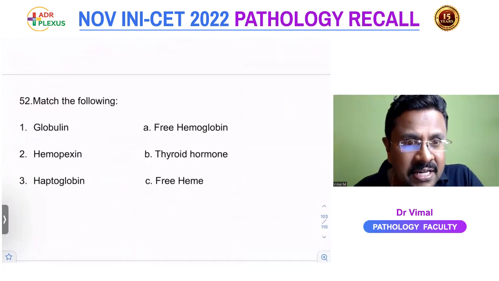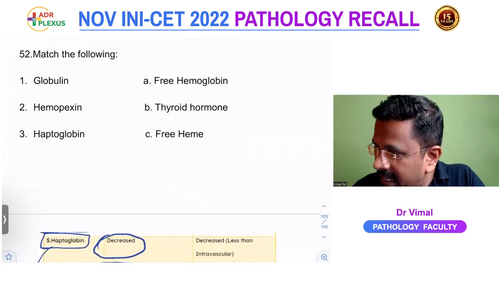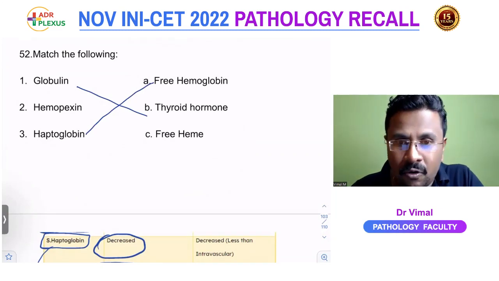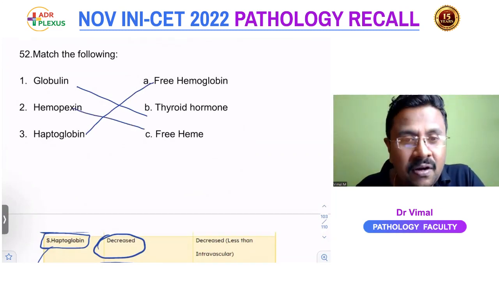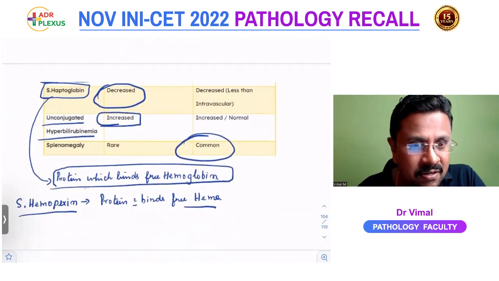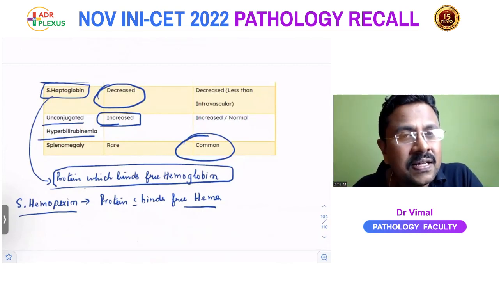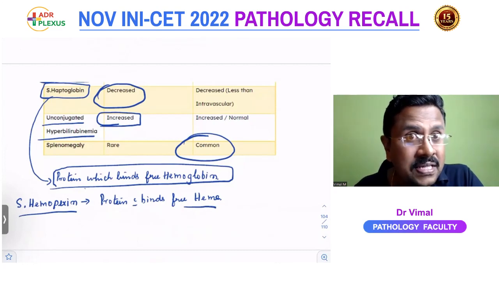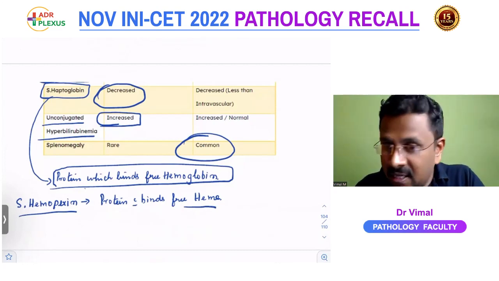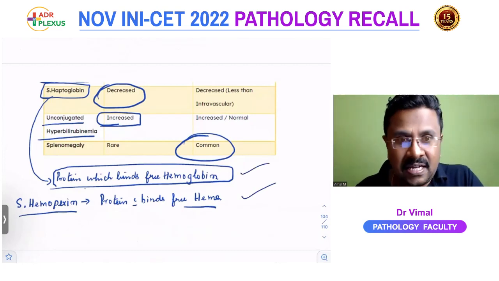And the next thing is match the following, that is the proteins with their carrier proteins. Globulin can carry thyroid hormone, and then hemopexin and haptoglobin. Haptoglobin is a carrier protein for free hemoglobin and hemopexin is a carrier protein for free heme. They have asked this kind of match the following, and again, we discussed the same thing during the class. While discussing the differences between extravascular and intravascular hemolysis, I stressed haptoglobin and hemopexin. Hemopexin is a protein which binds free heme and haptoglobin is a protein which binds free hemoglobin.